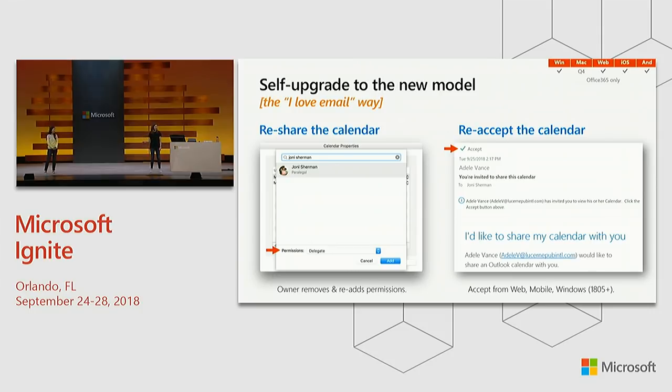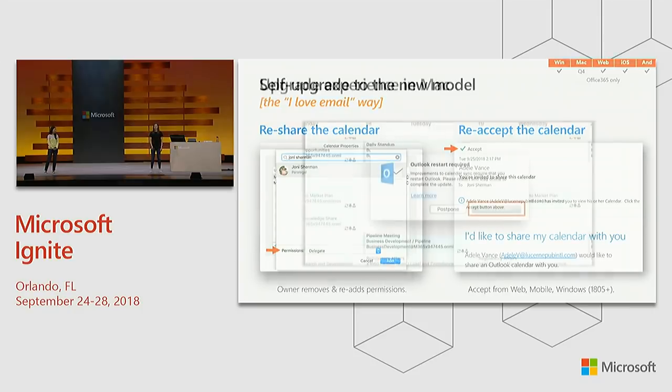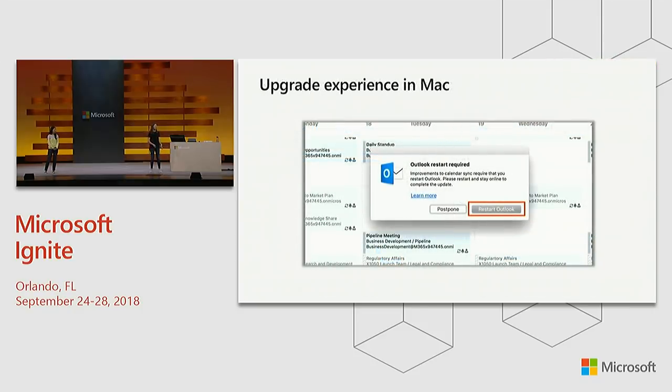So Jen talked a little bit about what the change management will be like for the Windows client. We'd also like to go through what it will be like on the Mac client. So on the Mac client, as this starts rolling out in Mac builds, your users will just see a pop-up that says, Outlook needs to restart. And if they click Restart Outlook, they'll automatically move.